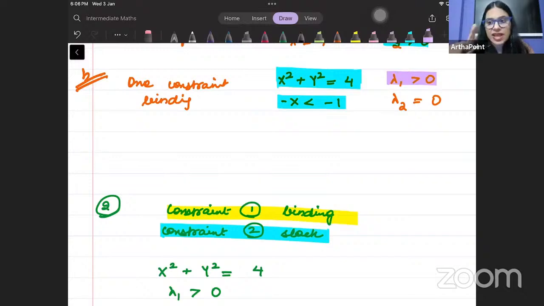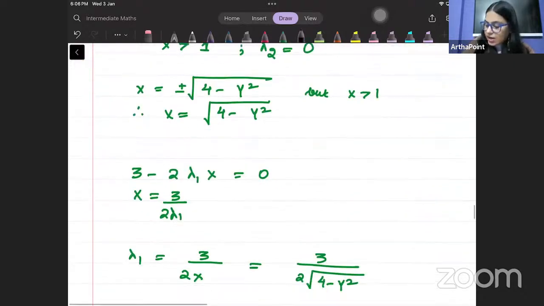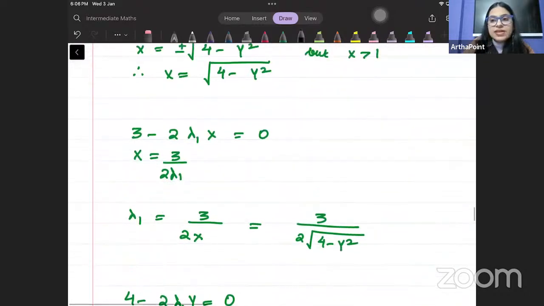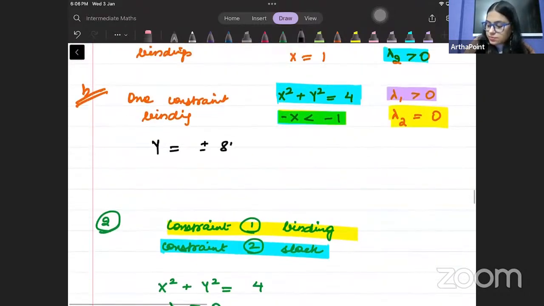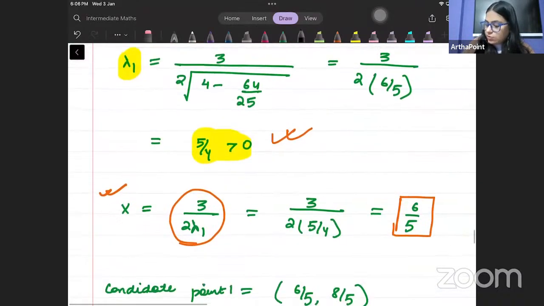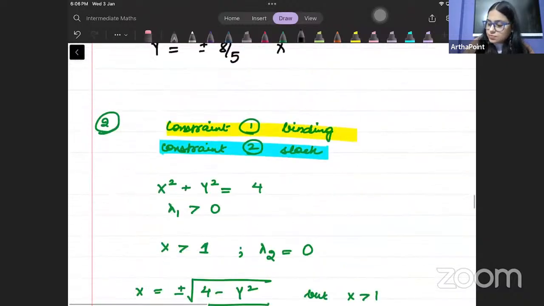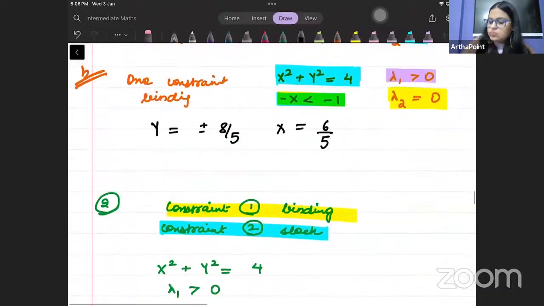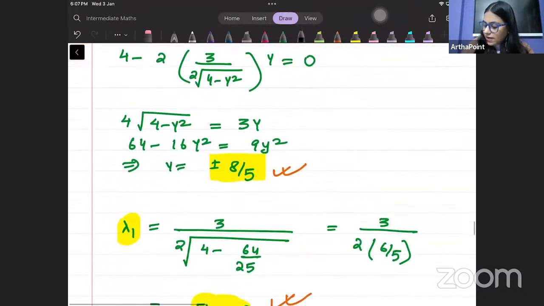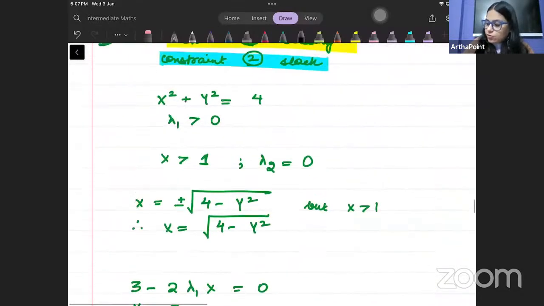और constraint 2 slack था. Slack मतलब कि minus x should be less than -1 आना चाहिए था and lambda 2 equal to 0 आना चाहिए था. Now, using these conditions, we found out कि y का वैल्यू आया है ±8/5, और x का जो वैल्यू आया है, I have got down as 6/5, and lambda 1 का वैल्यू I have received as 5/4.